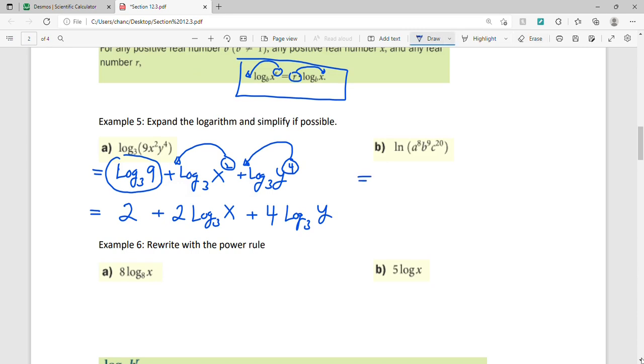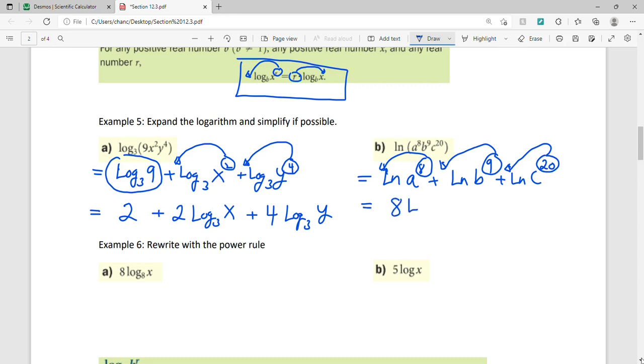In part B, we'll start with the product rule. This is the natural log of a to the 8th plus the natural log of b to the 9th plus the natural log of c to the 20th. And I can use my power rule to bring that exponent to the front of our log. This gives us 8 natural log of a plus 9 times the natural log of b plus 20 times the natural log of c. And we can't simplify it further, so that's it for part B.